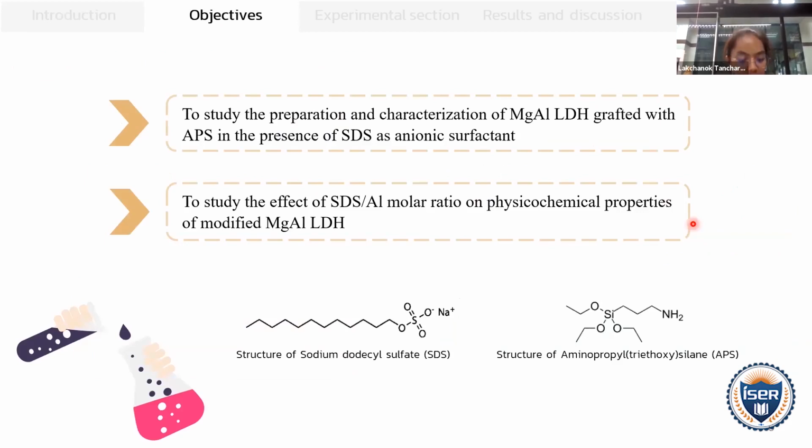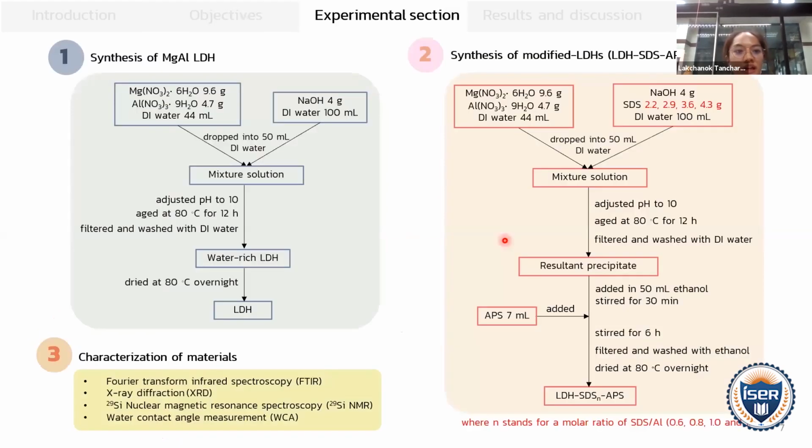The next part is objective. In this work, I study the preparation and characterization of magnesium aluminum LDH modified with aminopropyl triethoxysilane in the presence of sodium dodecyl sulfate as an anionic surfactant, and study the effects of the SDS per aluminum molar ratio on the physical-chemical properties of modified magnesium aluminum LDH. This part is the experimental section.